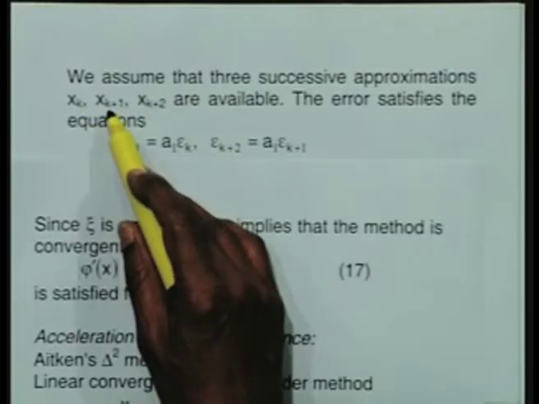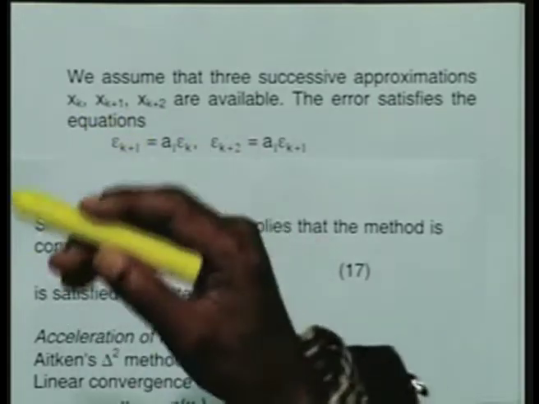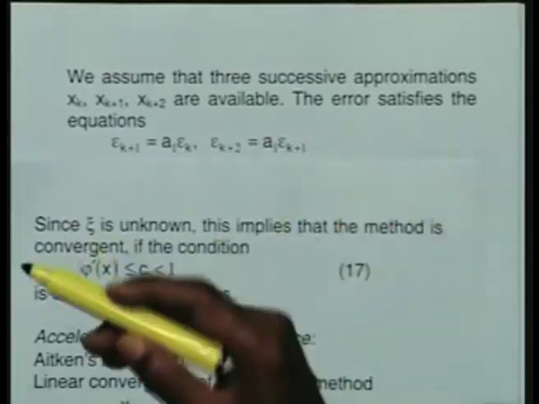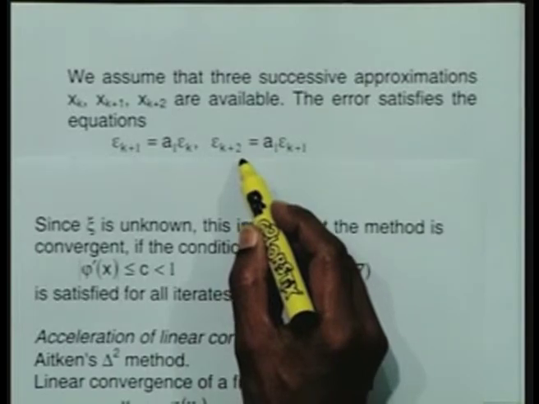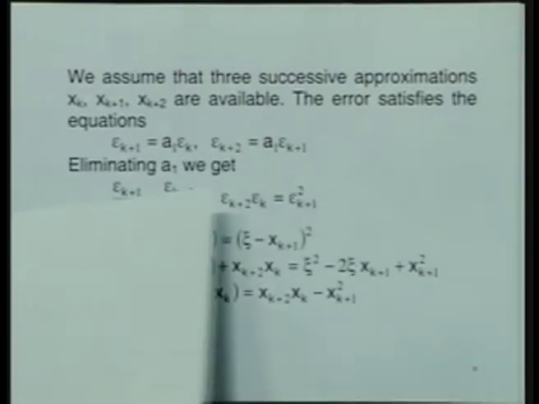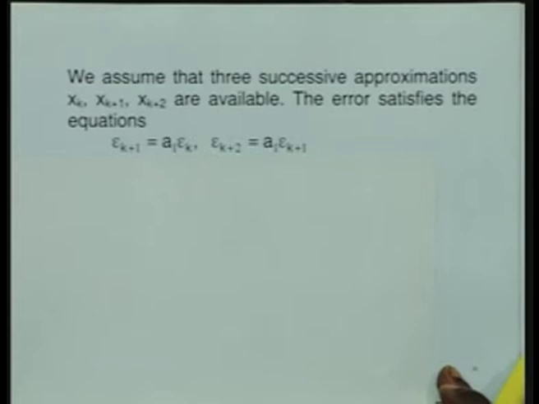Let us assume that three approximations are available to us, that is x_k, x_{k+1}, x_{k+2}. Starting with this we have x0, x1, x2. So, we have computed with a first order method x0, x1, x2. What will the error look like? By definition, the error looks like epsilon_{k+1} equals a1 epsilon_k, and epsilon_{k+2} equals a1 epsilon_{k+1}. This is how the error looks.